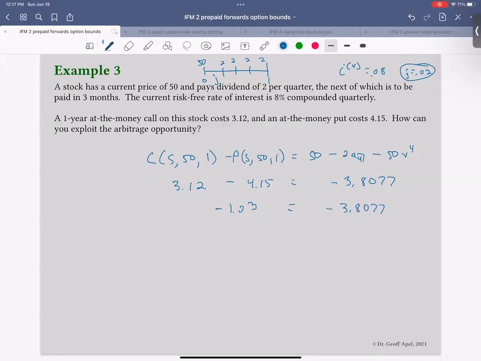In fact, we see that the left side is actually bigger, isn't it? So what did we do? We've observed, we always write this, we observed that the call minus the put was actually larger than this whole thing on the right-hand side.